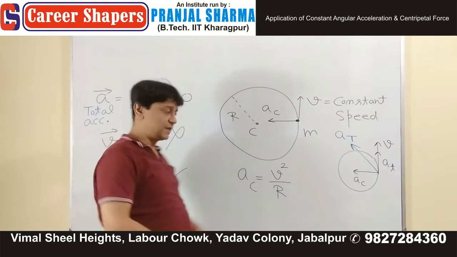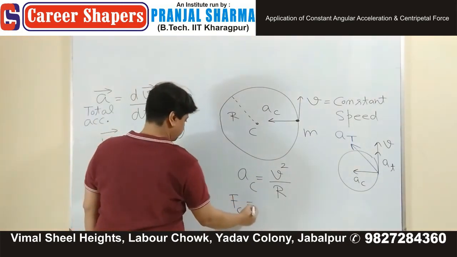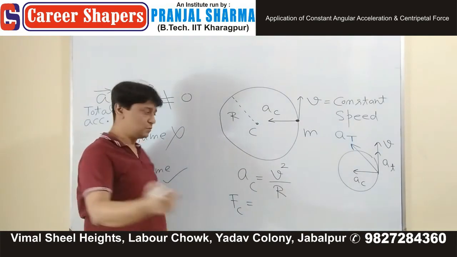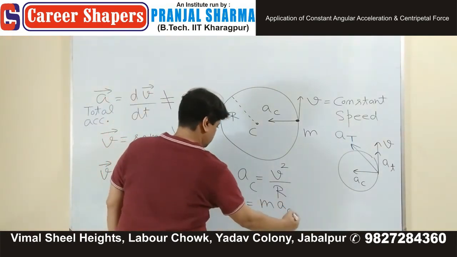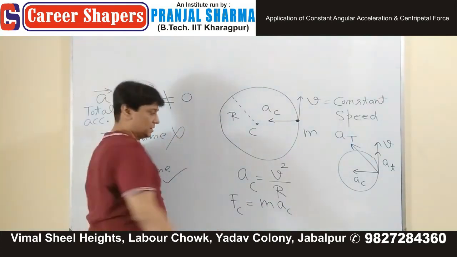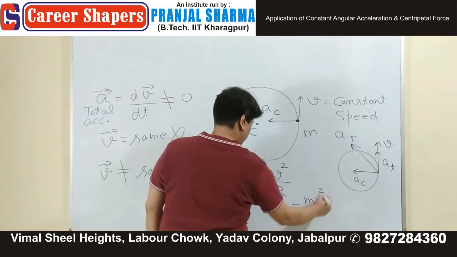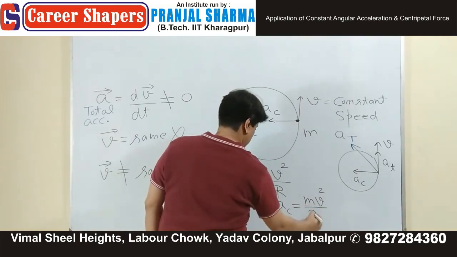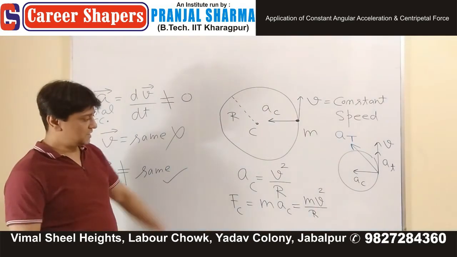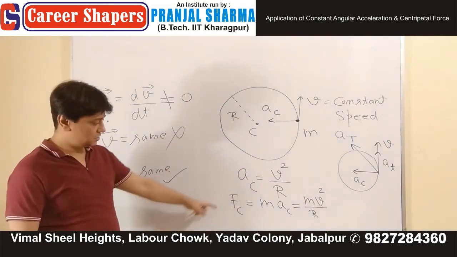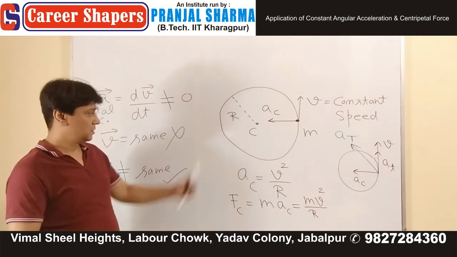This is AC, centripetal. Then what is FC? Centripetal force. What is force? Mass into acceleration. M into AC, which is M V square divided by R. So this is your centripetal acceleration and this is your centripetal force. Note down this much.